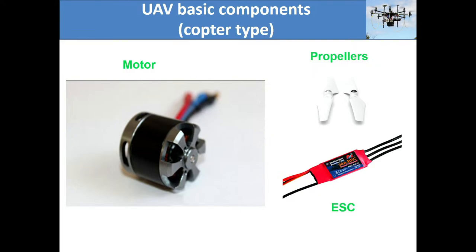So, this is what I have shown here, one motor. This is a propeller set and down is the ESC. So, when this propeller is combined with the motor and ESC and it is rotating, it generates upward force due to the pressure difference between top and bottom. So, when that upward force is equal to the gravitational force, your drone will start flying. So, this ESC is electronic speed controller.